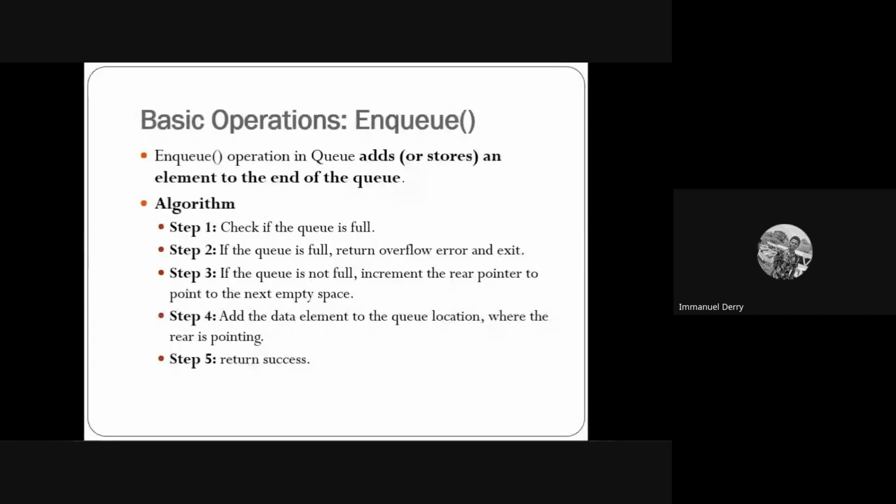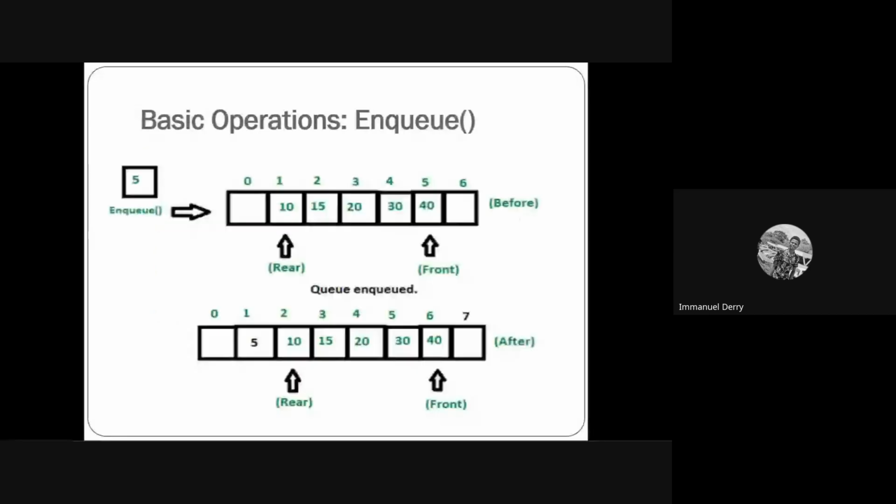So basically, this is a diagram that shows what we just spoke about. Right, so the first is we have the first queue over here. So this is the first queue that we have. And now we are trying to enqueue the element 5.